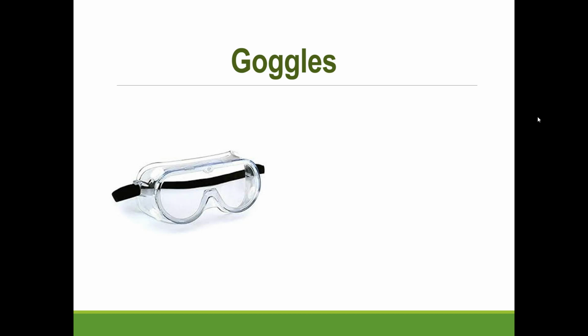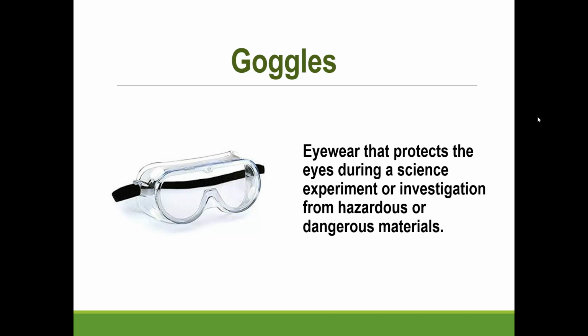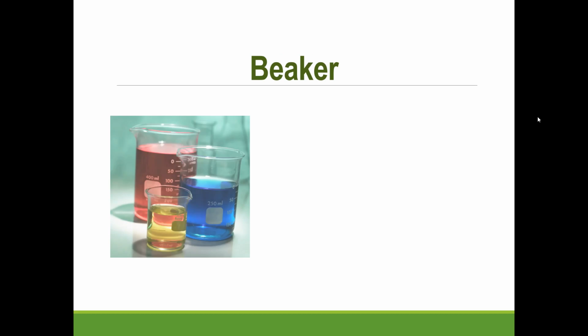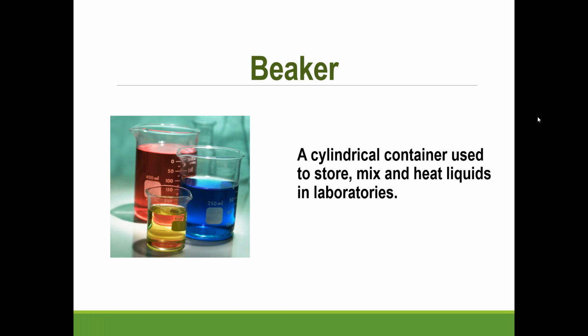Goggles. These are what goggles look like. They're eyewear that protects the eyes during a science experiment or investigation from any hazardous or dangerous materials that could be fumes or liquids. Beaker. So this is what beakers look like. They're used to store, mix, and heat liquids in laboratories, and it's a cylindrical container.